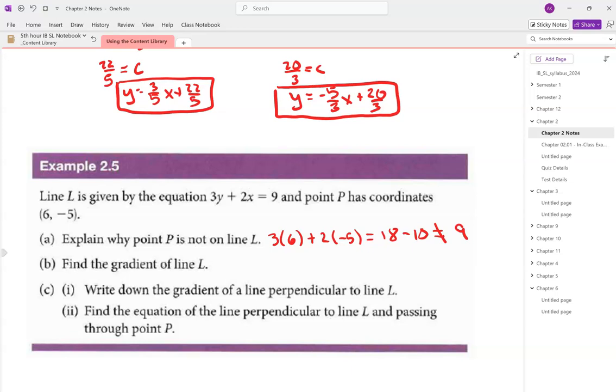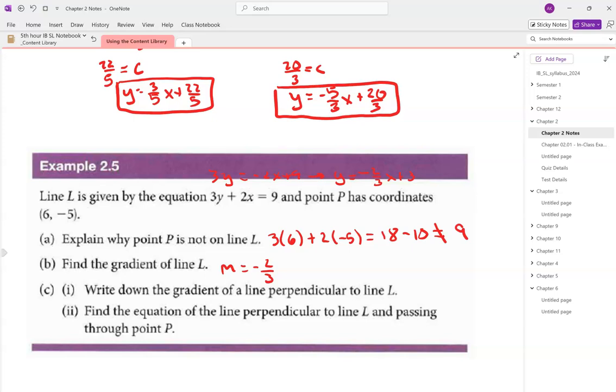Next it says find the gradient of line L. Very good. How'd you get that, Joey? Good. So Joey just put this into slope-intercept form and then read the slope off. That's probably the easiest way to do it. It's the way I would have done it.